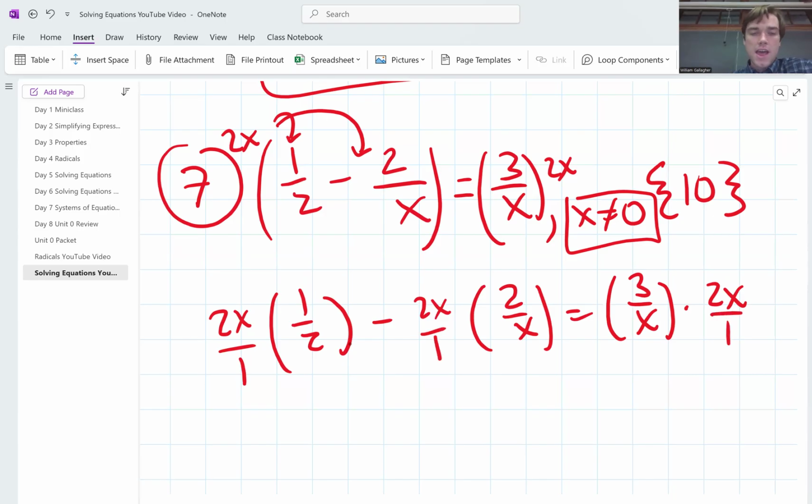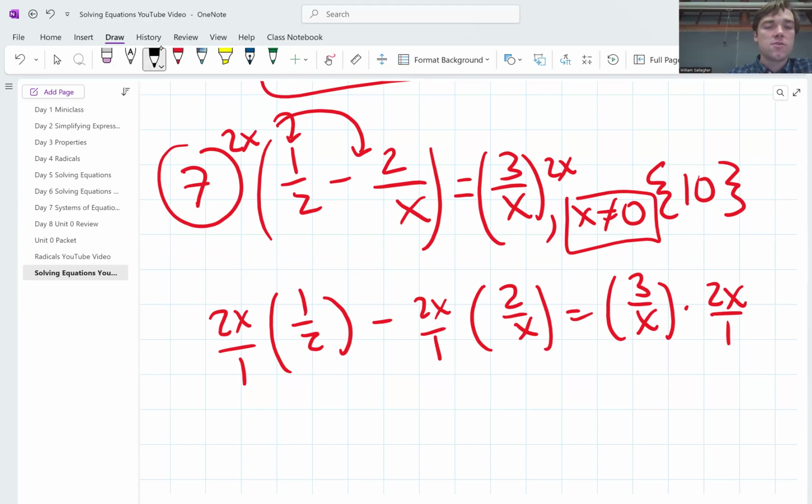All right. And now we have a 2 in the numerator and a 2 in the denominator. And so we can cancel those out. And then x times 1 is just x. And then we have an x in the numerator and an x in the denominator. And 2 times 2 is 4, right? We can bring down that negative.